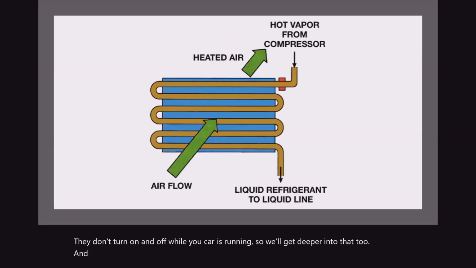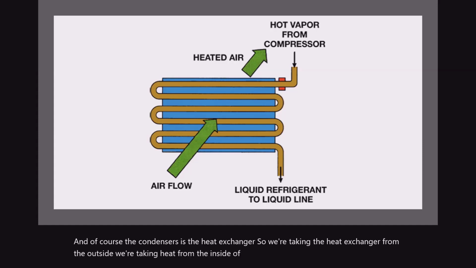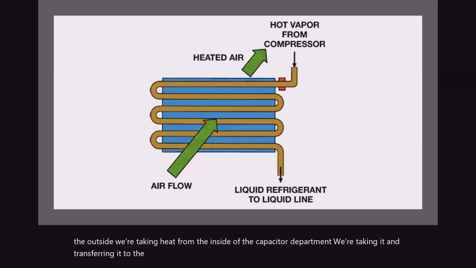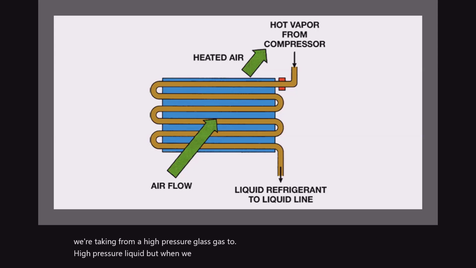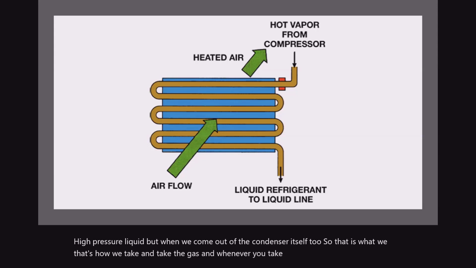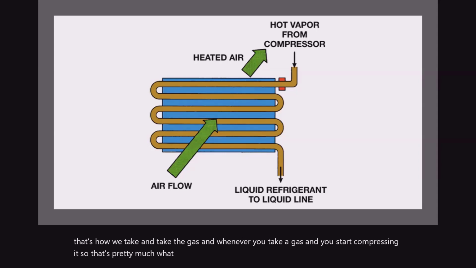And the condenser is the heat exchanger. We're taking heat from the inside of the passenger compartment and transferring it to the condenser, and it's changing state by blowing air across. So we're going from a high pressure gas to a high pressure liquid as we come out of the condenser. Whenever you take a gas and start compressing it, that's pretty much why they call it a condenser. So think of the condenser as being out front of the car. We know what state it's changing to.